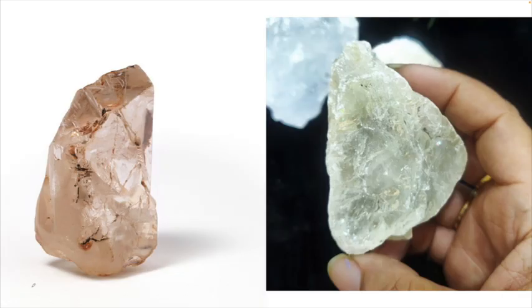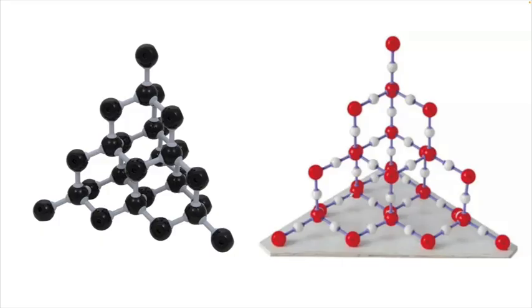The image on the left shows a diamond and the one on the right shows quartz, the material used to make glasses. Now both may look like stones in their raw form, but why is diamond so special compared to quartz? Let's look at their molecular structure.